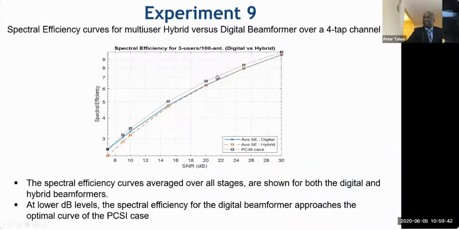And the spectral efficiency is used in order to evaluate the performance of the downlink precoder for the hybrid architecture. So we compare the spectral efficiency between the hybrid and the digital beamformer, and we can observe that at lower dBs, the spectral efficiency for the digital beamformer approaches that of the optimal curve. The optimal curve is a situation whereby we have perfect channel state information, so we know the channel 100%. So at lower SNR, the performance of the digital actually approaches that of the optimal. And for the hybrid, the performance is also constant, just about 30% lower than that of the optimal.